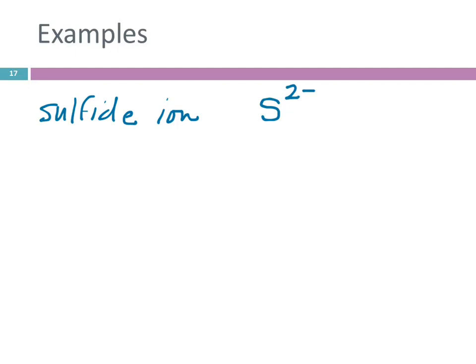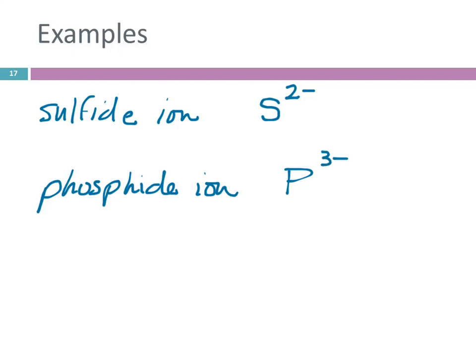How about phosphide ion? Phosphorus is P. It'd be 3 negative. These are nonmetals. Nonmetals form negative ions, always.